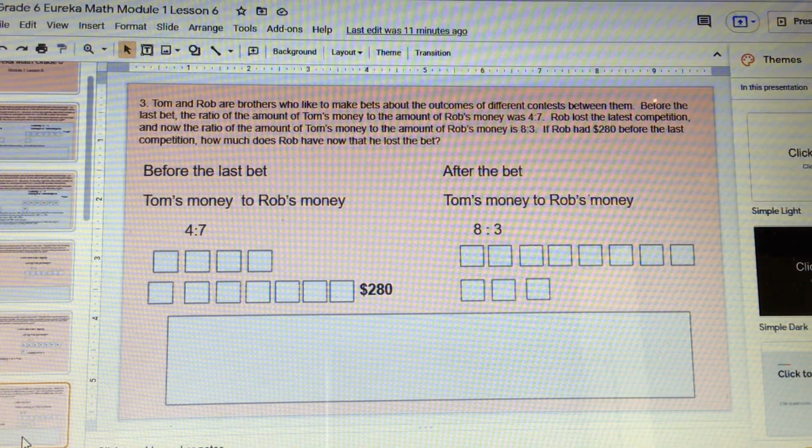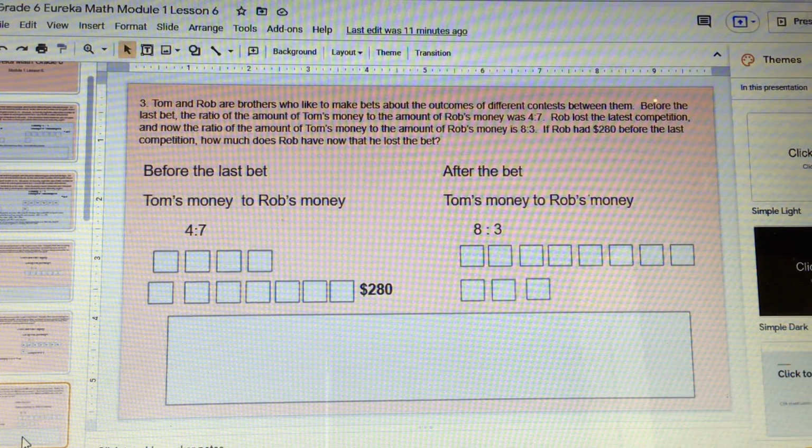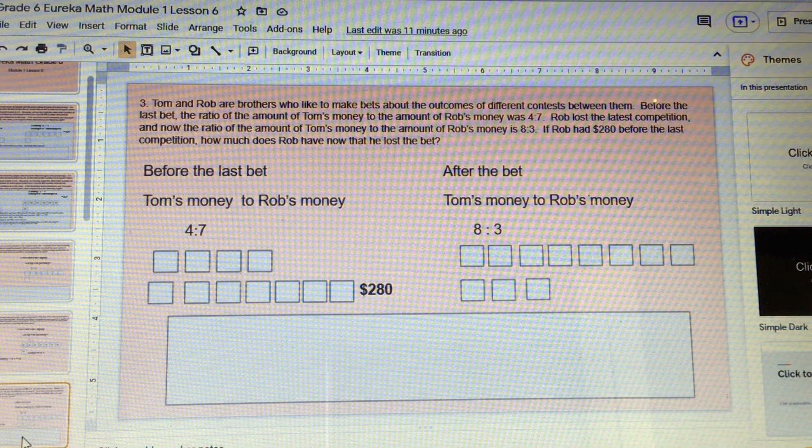Okay, number 3. Tom and Rob are brothers who like to make bets about the outcomes of different contests between them. Before the last bet, the ratio of the amount of Tom's money to the amount of Rob's money was 4 to 7. Rob lost the latest competition, and now the ratio of the amount of Tom's money to the amount of Rob's money is 8 to 3. If Rob had $280 before the last competition, how much does Rob have now that he lost the bet?